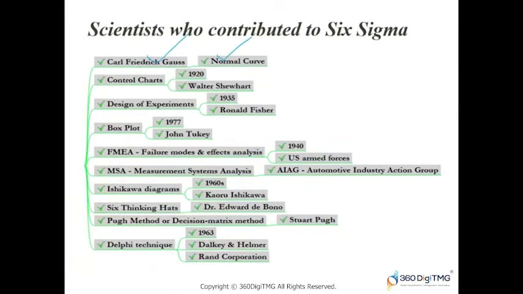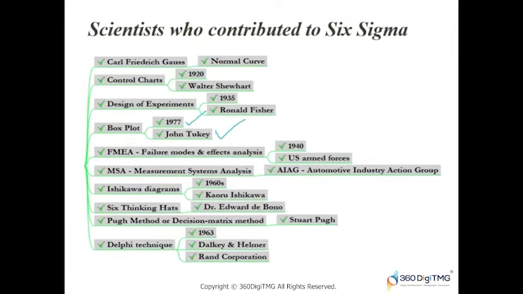Control charts were a result of Walter Shewhart in 1920. Design of experiments was a result of Ronald Fisher in 1935. Box plot, which we'll be discussing in this particular session itself, was an outcome of John Tukey's work in 1977.